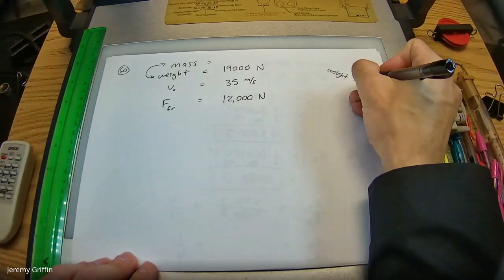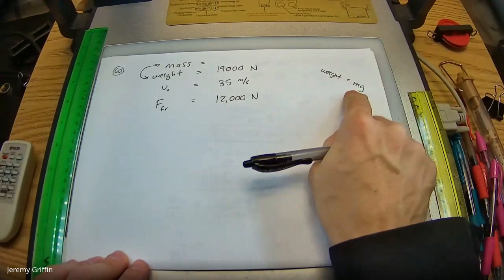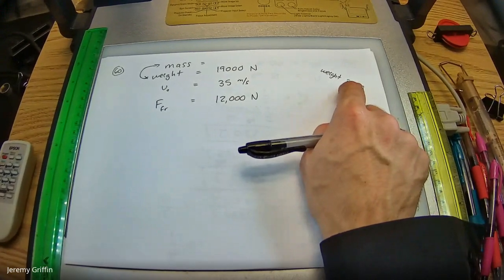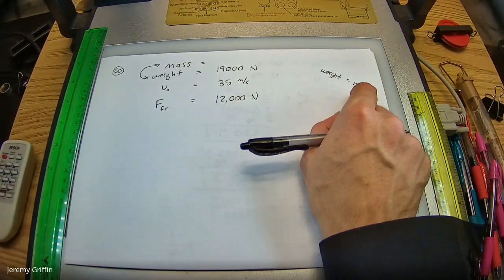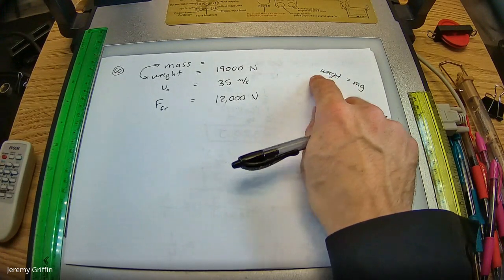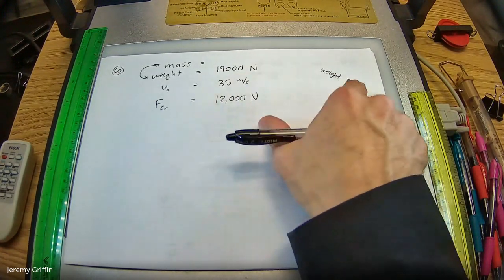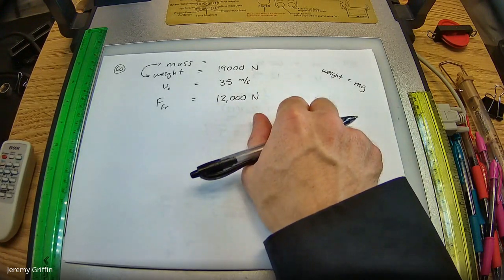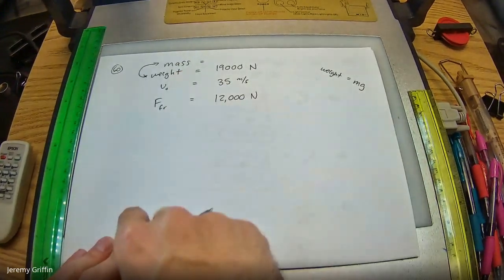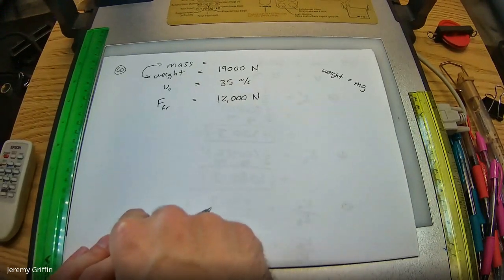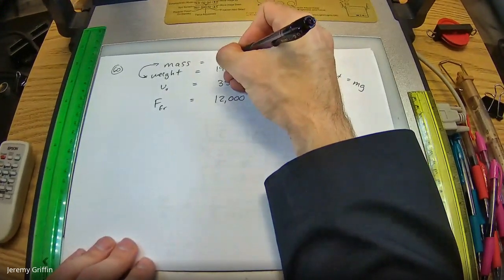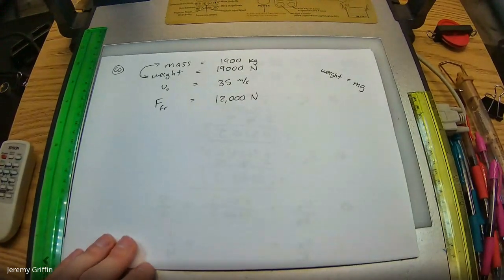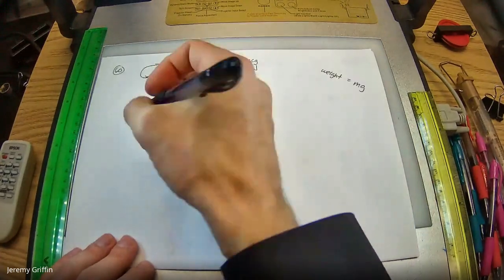You guys remember how weight is mg? I've been using mg for weight all along the semester, haven't I? And so if you have some number of kilograms of mass, you just multiply by 10 meters per second squared to get the weight in newtons. Well, if you have the weight in newtons, shouldn't you just divide by g to get the mass? So how many kilograms is this car? 1900. Of course, that's my notes numbers, not the book numbers. You guys get that? That's the number we're going to make use of.